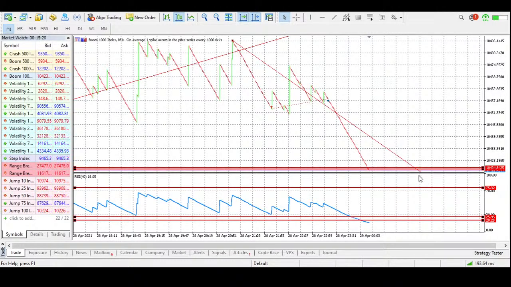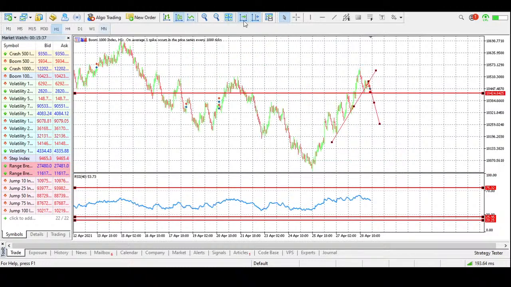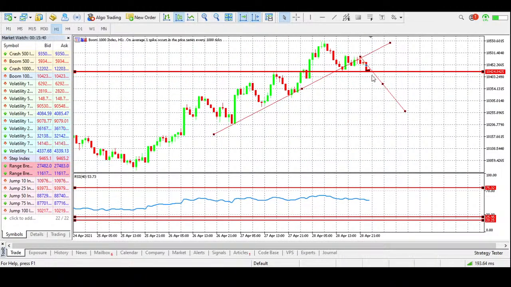To enter for a sell, set a sell limit. You can set a sell limit somewhere here, such that if it spikes and it breaks, it will automatically start selling for you, because on H1 support is broken.